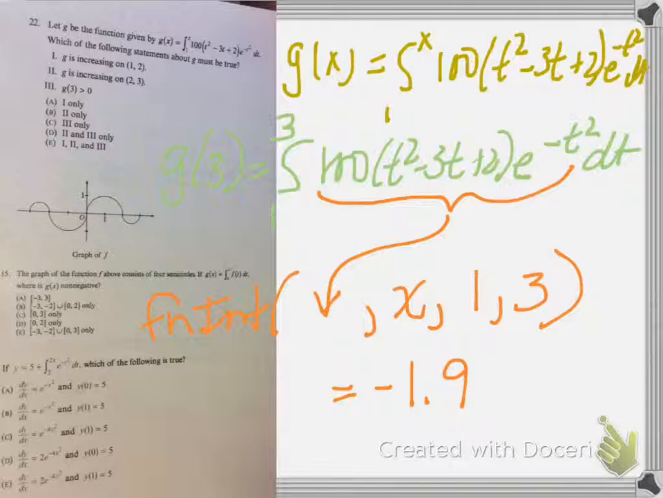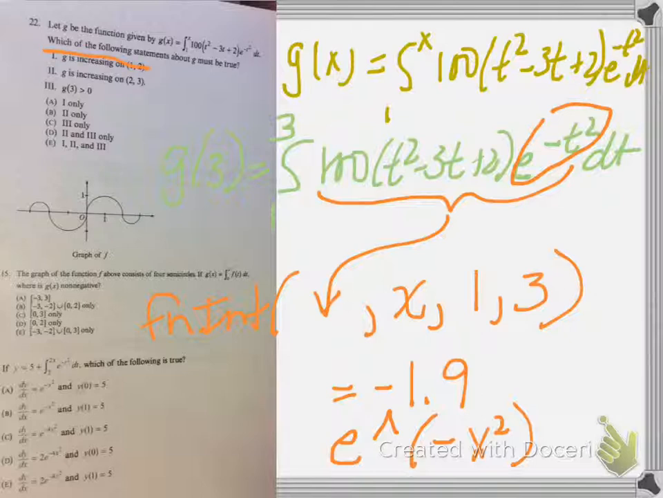Make sure that you're really careful with your parentheses. When you do this part right here on the calculator, it's going to look like this. E to the, and then it automatically puts parentheses, and then you're going to put negative x squared and close those parentheses. Okay, so in any case, you should get negative 1.9.